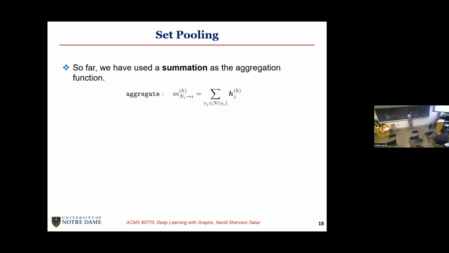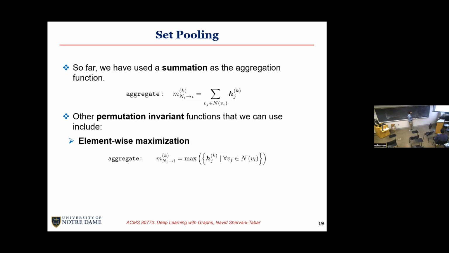Another function that we can use for this is element-wise maximization. So this time we are gathering the multi-set of all the embeddings that we have in our neighborhood, and then we stack them together. We just do an element-wise maximization through the dimension in which we have stacked them, and we construct our new message here. We call it M.